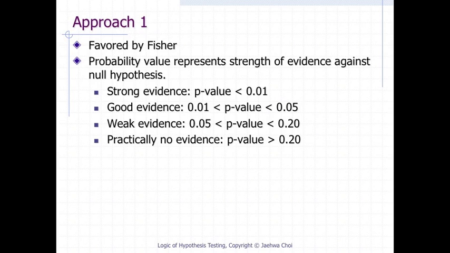There are two approaches, at least, to conducting significance tests. In one, favored by R. Fisher, a significance test is conducted and the probability value reflects the strength of the evidence against the null hypothesis. If the probability is below 0.01, the data provides strong evidence that the null hypothesis is false. If the probability value is below 0.05 but larger than 0.01, then the null hypothesis is typically rejected, but not with as much confidence as it would be if the probability value were below 0.01.